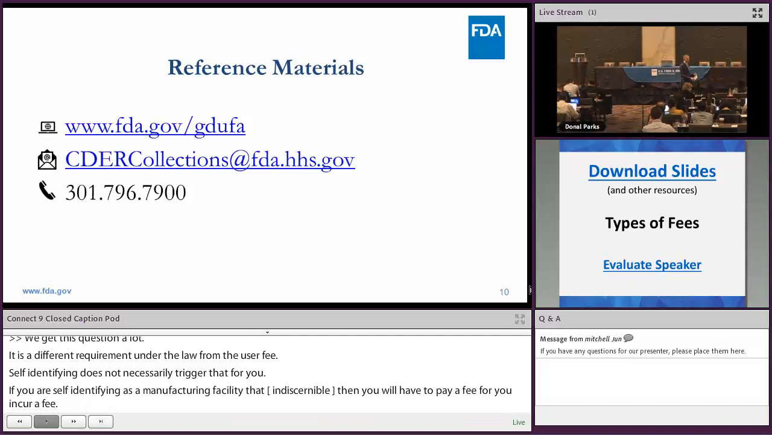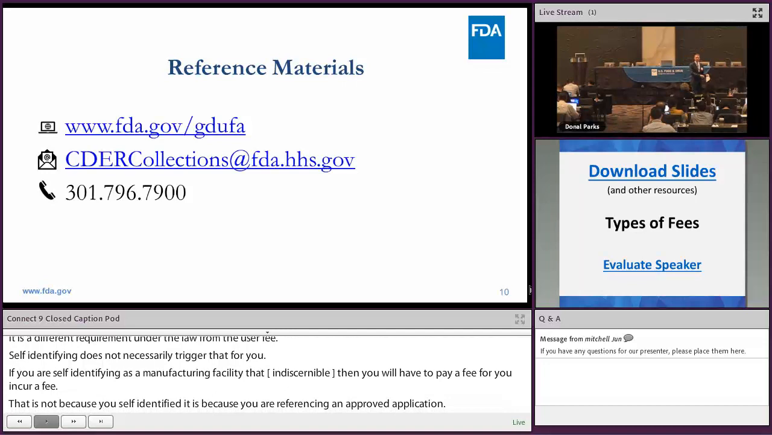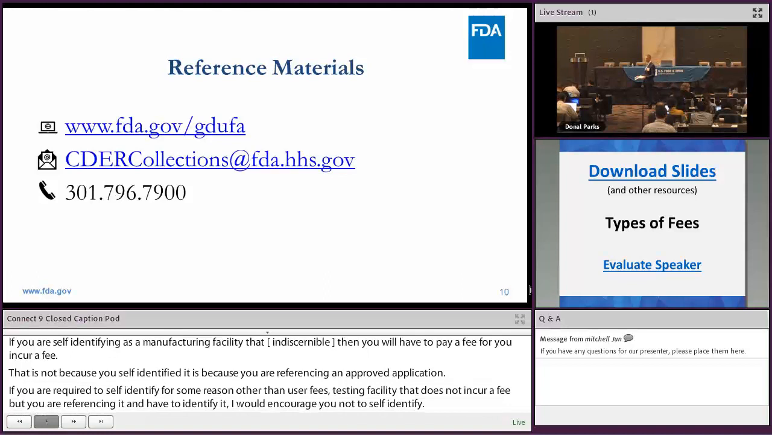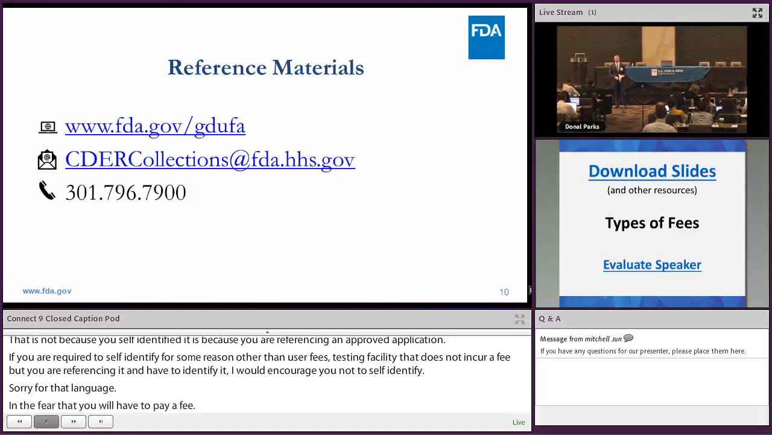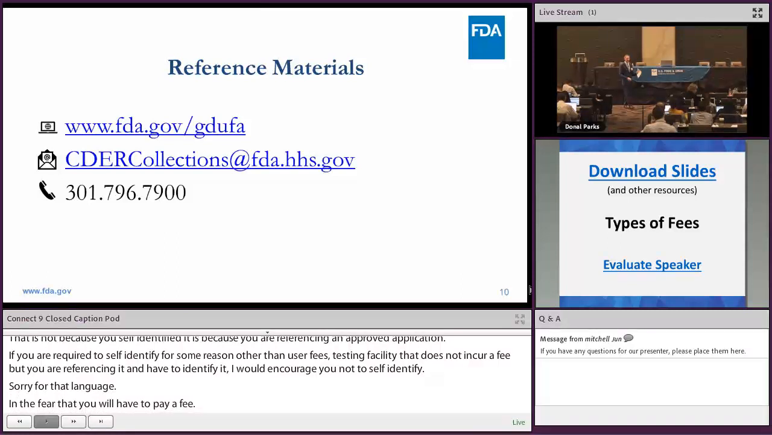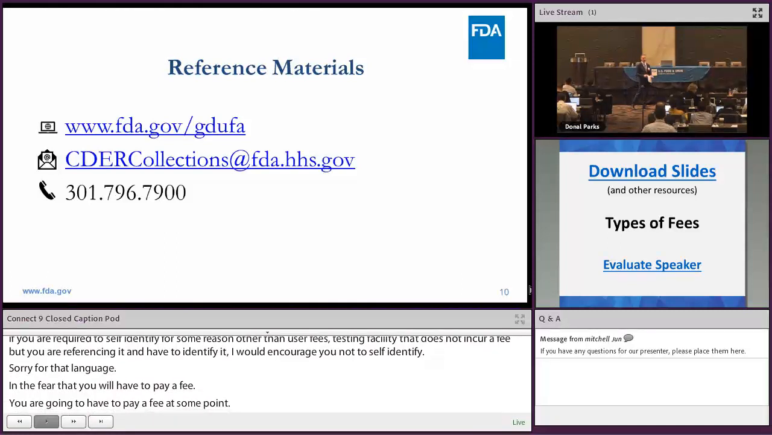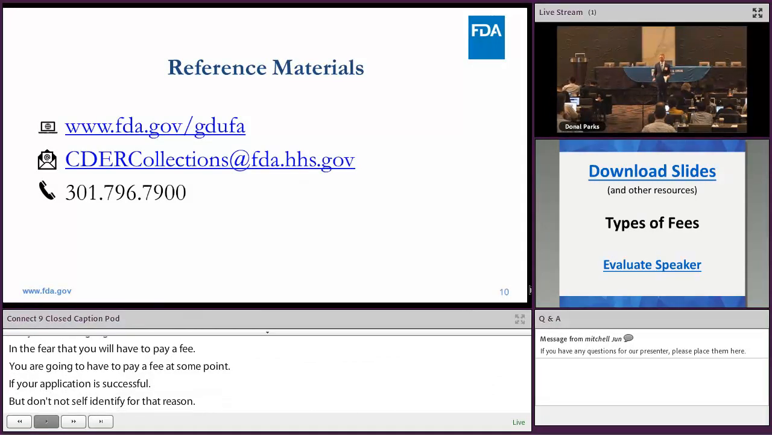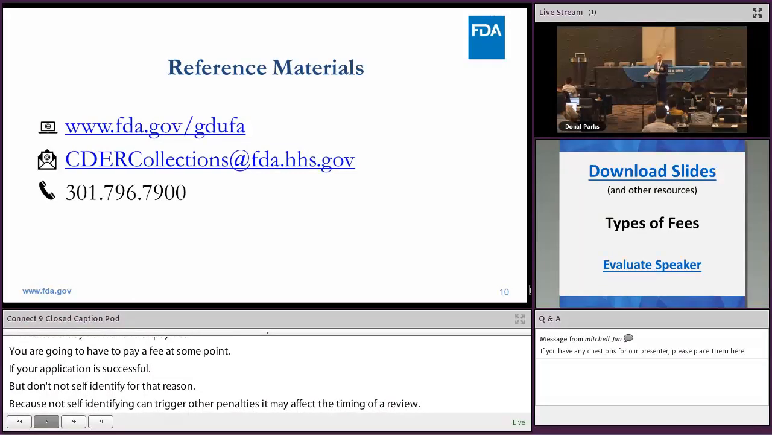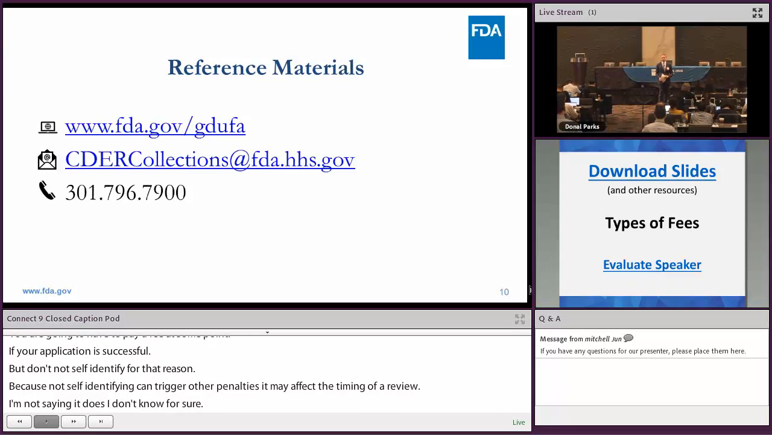So if you're required to self-identify for some reason other than user fees, say you're a testing facility that doesn't incur a fee, but you're still referenced and you have to identify, I would encourage you not to avoid self-identifying out of fear that you'll have to pay a fee. You're going to have to pay a fee at some point if your application is successful, but don't not self-identify for that reason, because not self-identifying can trigger other penalties and it may affect the timing of a review. I'm not saying it does, I don't do the review, so I don't know for sure. I'm just encouraging you not to avoid self-identifying for fear of having to pay a fee. That's going to come at you whether you want it or not, regardless, but that's not triggered by self-identification.